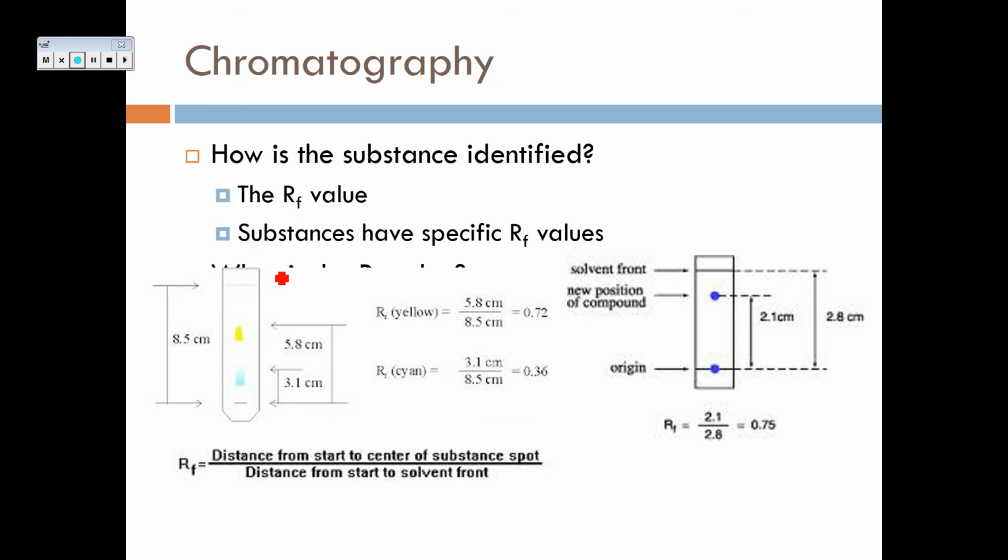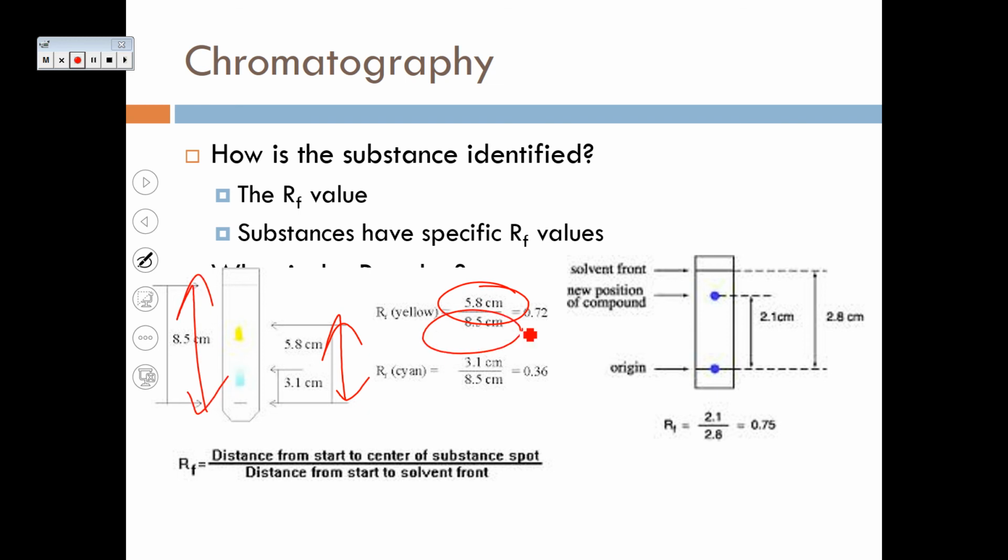For the yellow substance, it traveled a distance of 5.8, so that goes in the numerator. The denominator would be the same as the previous one. The total distance is 8.5. So your RF value would be 0.72.